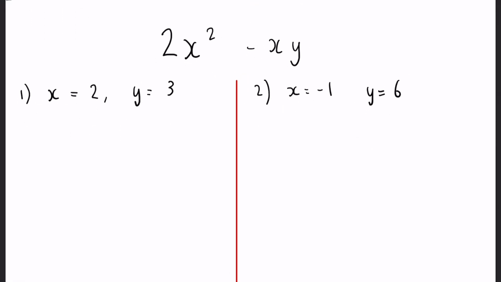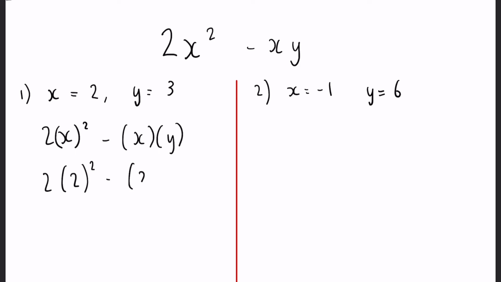We've got 2x squared minus xy. So the process that we go through will be exactly the same. We have exactly the same x and y values for part 1 and part 2, just to give you a rough idea. Again, dealing with the negatives and positives in the same question. Write out our expression again, leaving the x's and the y's in brackets. And just like before, we want to input the numbers given where the letters are. So 2 bracket 2 squared minus 2 bracket 3.